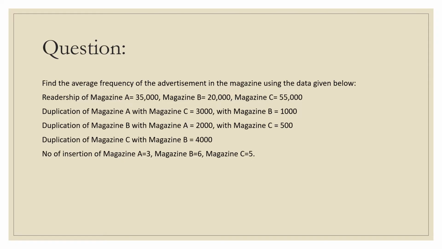Readership of magazine A equals 35,000, magazine B 20,000, magazine C 55,000. Duplication of magazine A with magazine C 3,000, with magazine B 1,000. Duplication of magazine B with magazine A 2,000, with magazine C 500. Duplication of magazine C with magazine B 4,000. Number of insertions of magazine A 3, magazine B 6, magazine C 5.